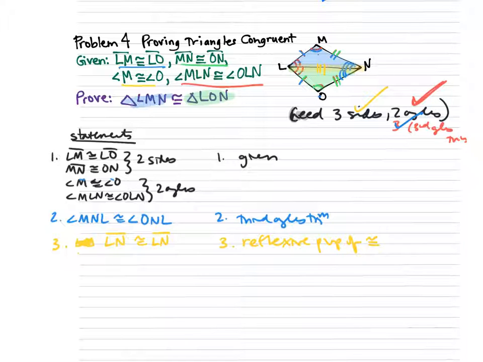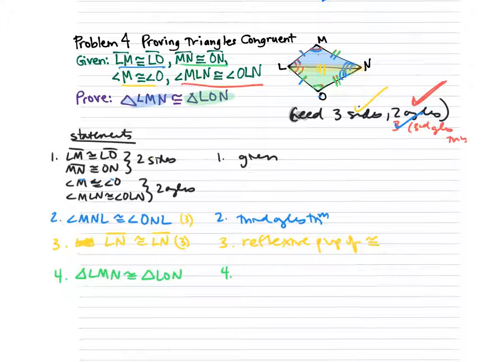So we have 3 sides. So we have our 2 here, this is the third. And then we have our two angles, this is the third. So we have three angles, three sides. And we can now say that triangle LMN is congruent to triangle LON.